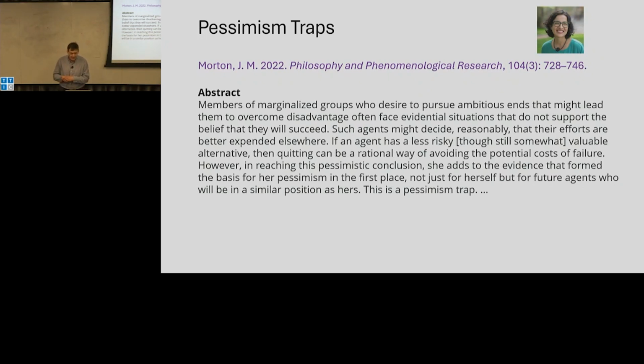She says, members of marginalized groups who desire to pursue ambitious ends that might lead them to overcome disadvantage often face evidential situations that do not support the belief they will succeed. And such agents might decide reasonably that their efforts are better expended elsewhere. If an agent has a less risky, though still somewhat valuable alternative, quitting can be a rational way of avoiding the potential cost of failure. However, in reaching this pessimistic conclusion, she adds to the evidence that formed the basis for her pessimism in the first place, not just for herself, but for future agents who will be in a similar position as hers. This is a pessimism trap.